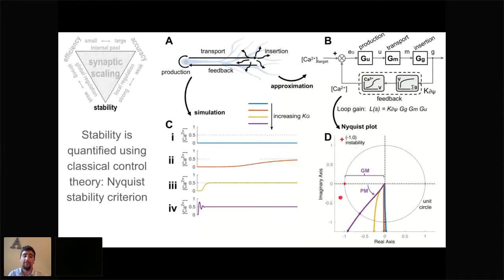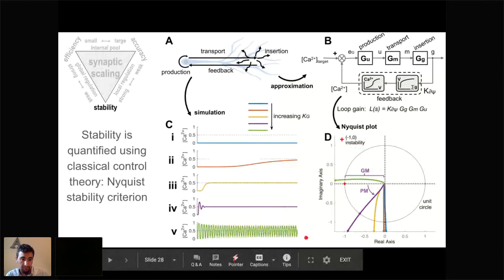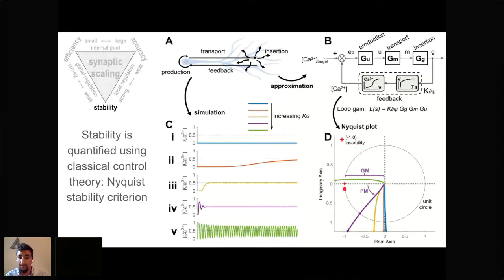So our next question is, what happens if we further increase kg? We're going to try that, and that's going to be this green curve here. In our simulations, we see that we've become fully unstable in C5, the green trace, and in the Nyquist plot, we've surpassed the -1 point, which also indicates instability. So using the Nyquist stability criterion, we can take a horribly complex model, reduce it, and quantify its stability. And this is how we do that in our theory.